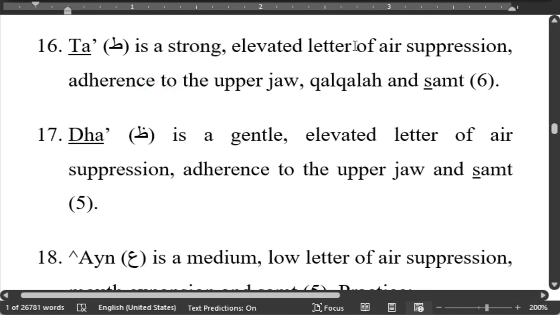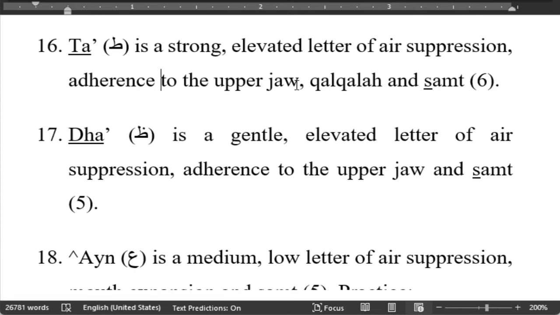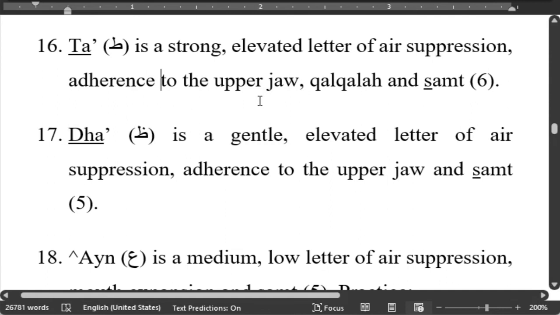Elevated letter, the tongue goes up, that gives it strength. Air suppression stops the air, that gives it strength. Adherence to the upper jaw makes the mouth close in, so there's no mouth expansion, that gives it strength. And qalqalah and samt, so it's a very strong letter. Dha.